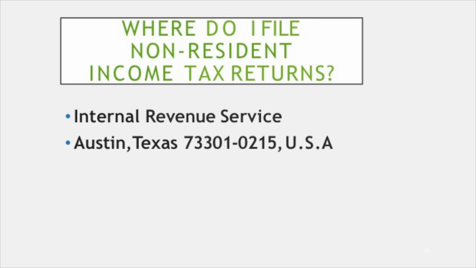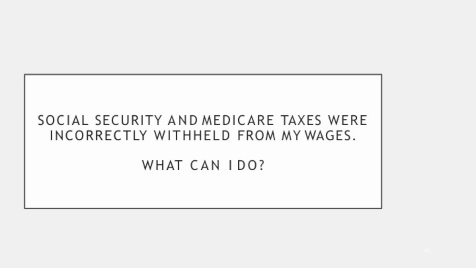And where do you file that? You file it with the Internal Revenue Service in Austin, Texas, 73301. All non-resident returns go to the Austin Service Center. That's its own zip code, so you don't need a street address to go there. Now, this is only if you're filing a paper return. If you're filing electronically, it's automatically sent to the IRS. You don't have to worry about any of this part. You do have to worry about the filing deadline, though.